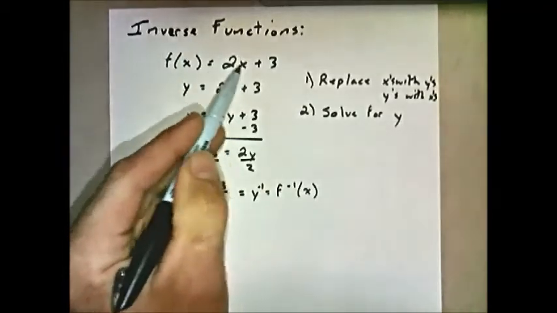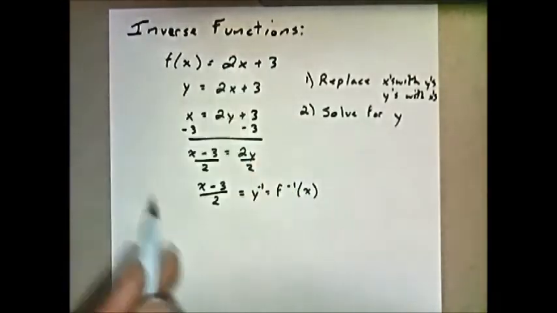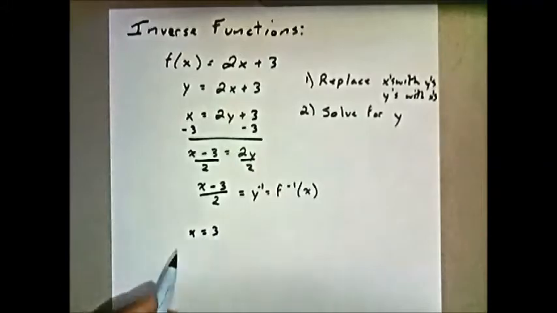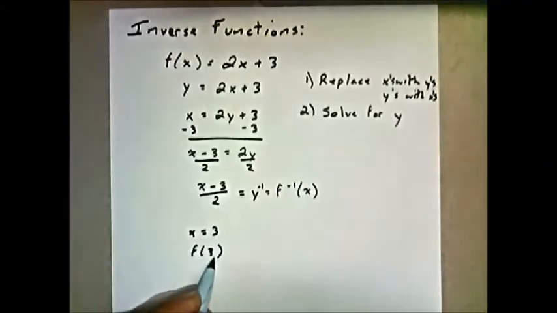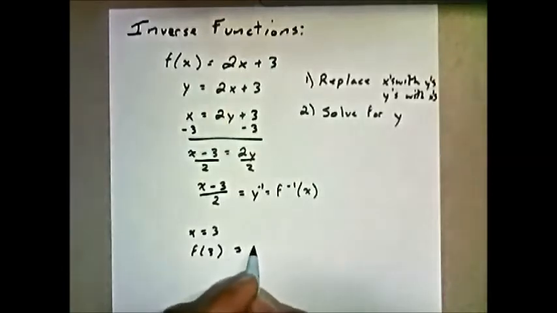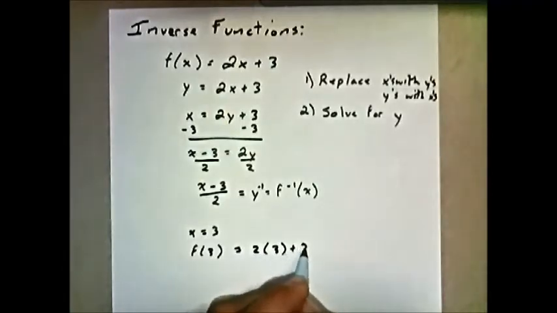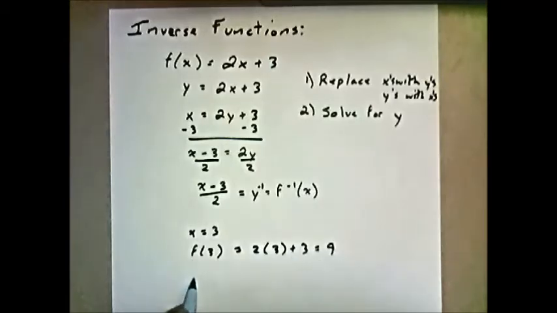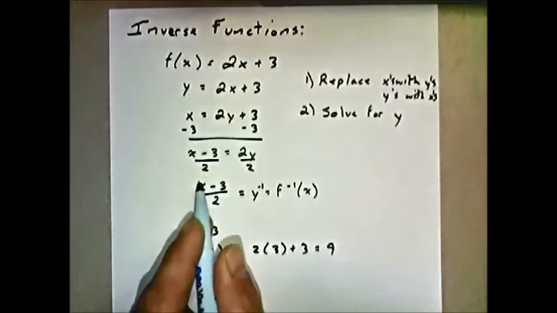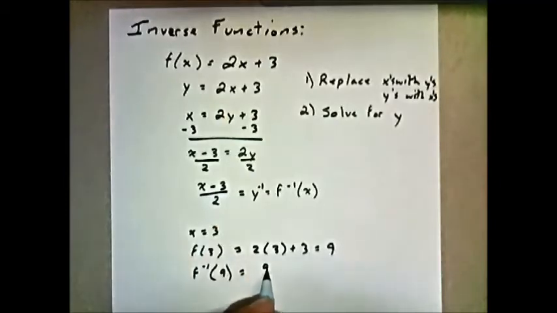So let's say I gave you a number 3 for x. If x equaled 3 and I found f of 3, plugging it in, I would get 2 times 3 plus 3, which gives me 9. If I found the f inverse of 9, so if I took 9 and plugged it into my inverse function, I would have 9 minus 3 divided by 2. So 9 minus 3 gives us 6, divided by 2 is 3. Notice our answer is what we started with.